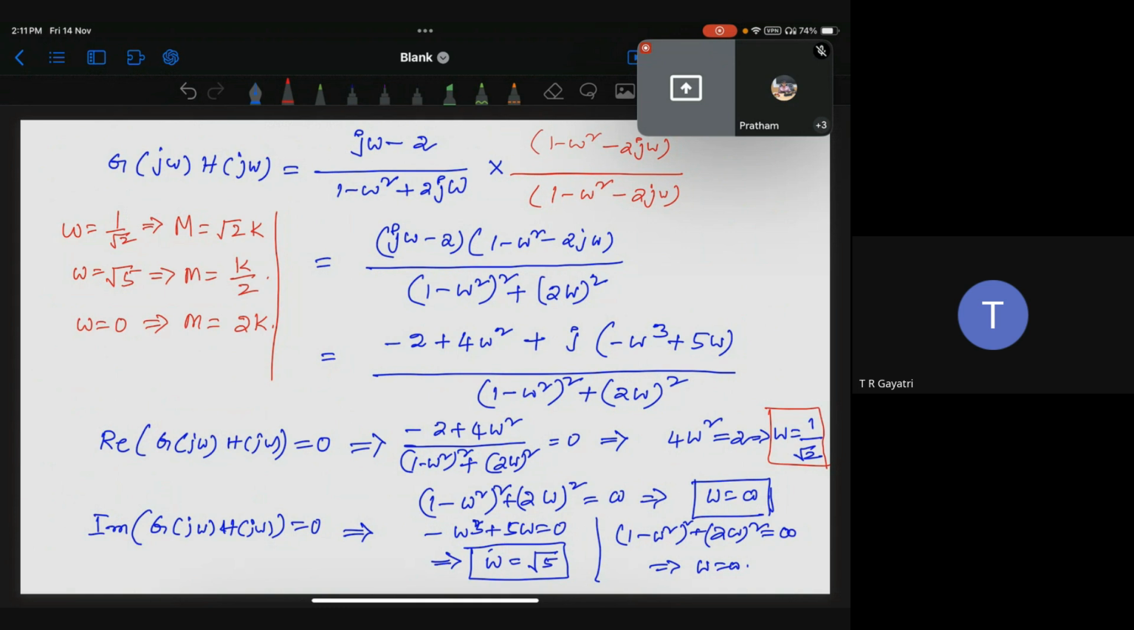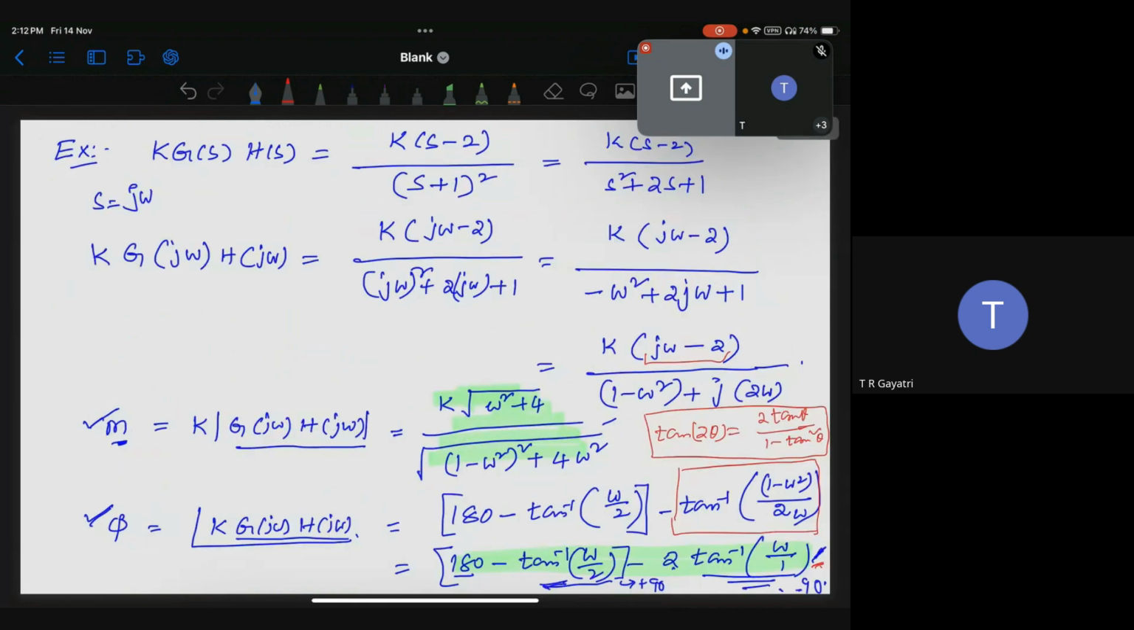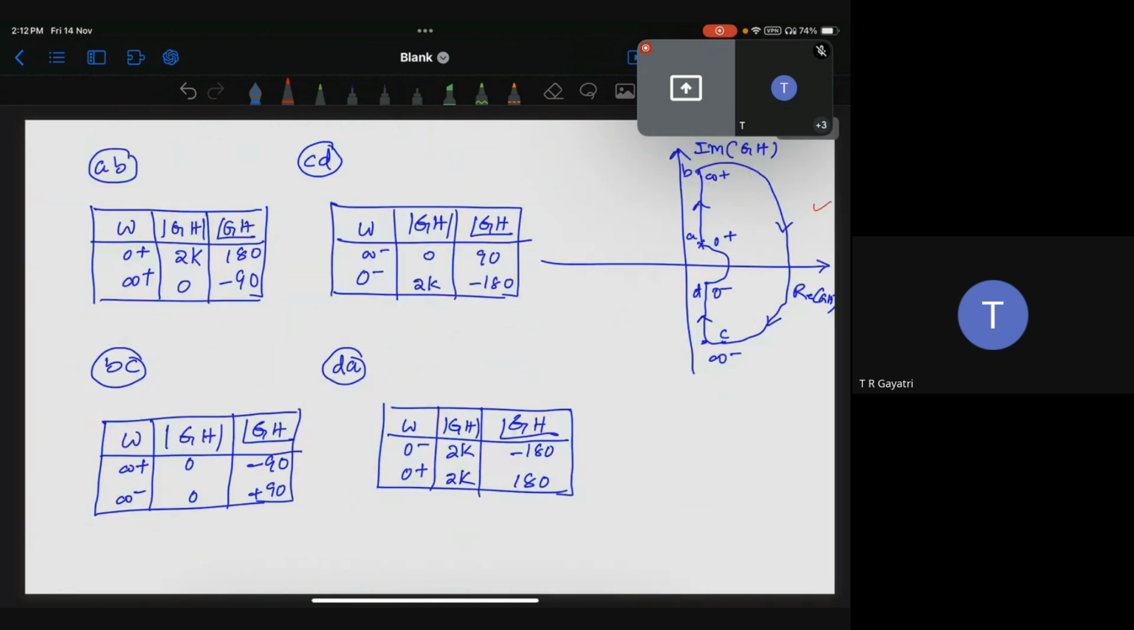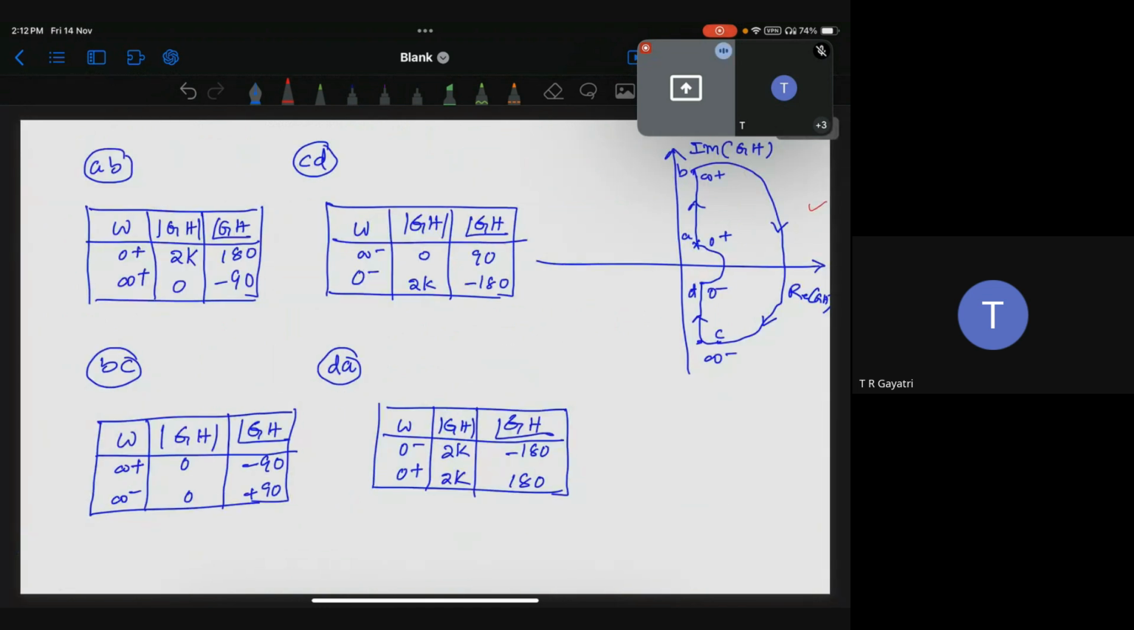Sir, how did we get omega equal to 0? So omega is equal to 0 we are considering, that's all. It is the starting point, and we wanted to see what its value is. So if you just substitute omega equal to 0, you'll be getting 2K. This is the first case.